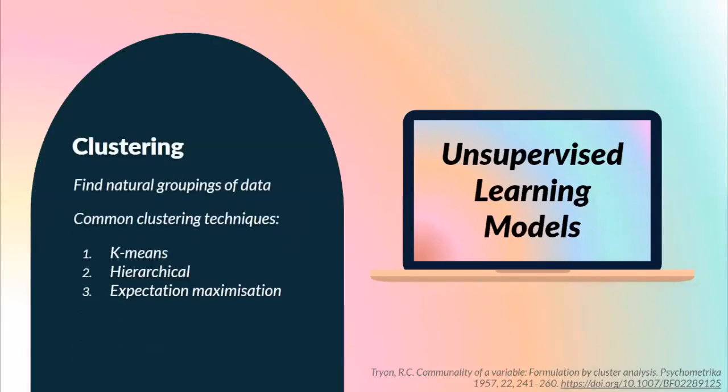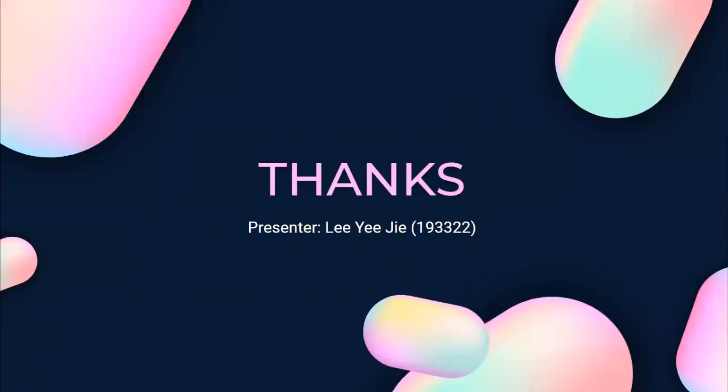The last one is an unsupervised learning model, which is clustering. Clustering is basically to find natural groupings of data, where it groups the data based on their nature. The common clustering techniques are k-means, hierarchical clustering, and also expectation maximization techniques. That's all for the overview of machine learning. Thank you.